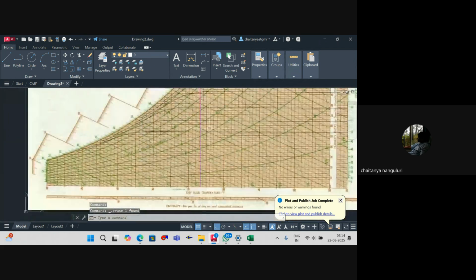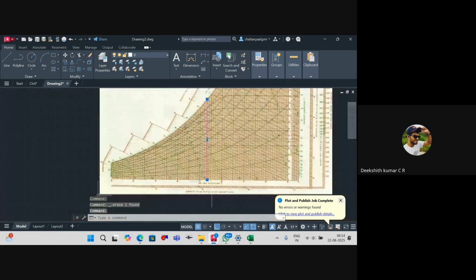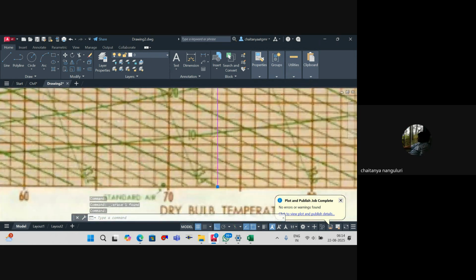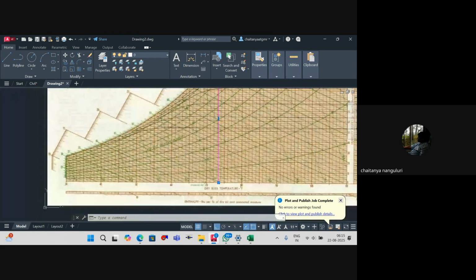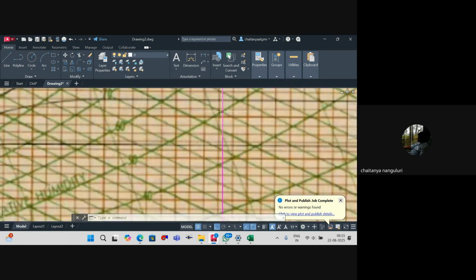Is it visible for you guys or not? The line that I've drawn. Pink color one. Yes. Yeah, visible. Okay, so this is the 73.4 line. Perfect. And now, don't you think the relative humidity is 50%? So I can see what is 50% exactly. Don't you think this guy is 50%?